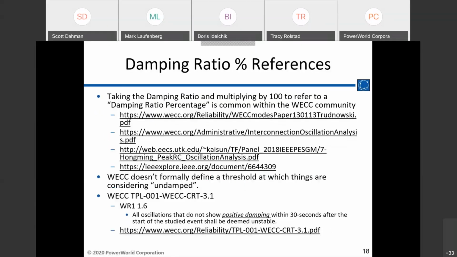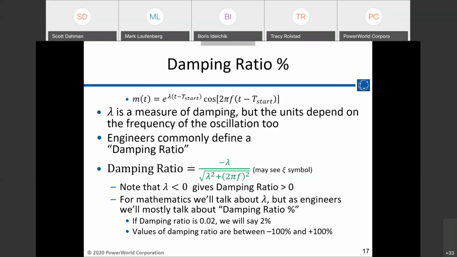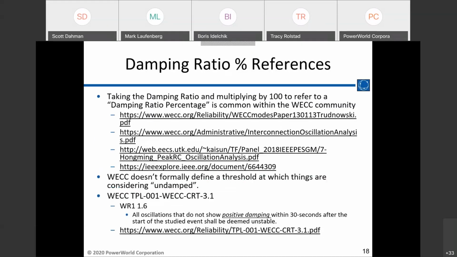WECC doesn't formally define what a signal that's undamped is. All that the WECC standard says is that oscillations are a problem if they do not show positive damping within 30 seconds. So all it's saying is lambda has to be negative. Can't be 0, can't be positive. That comes from that TPL requirement.